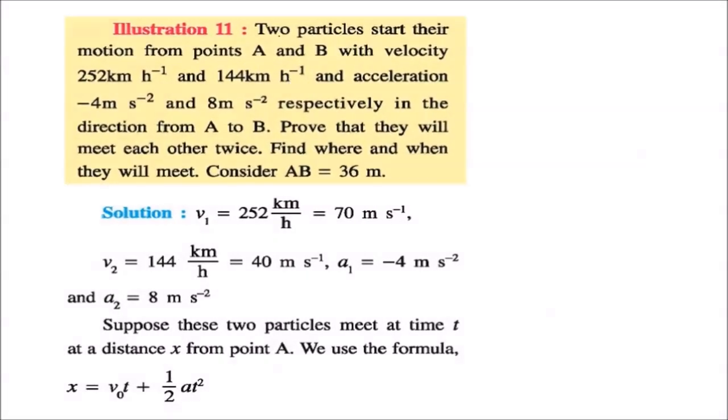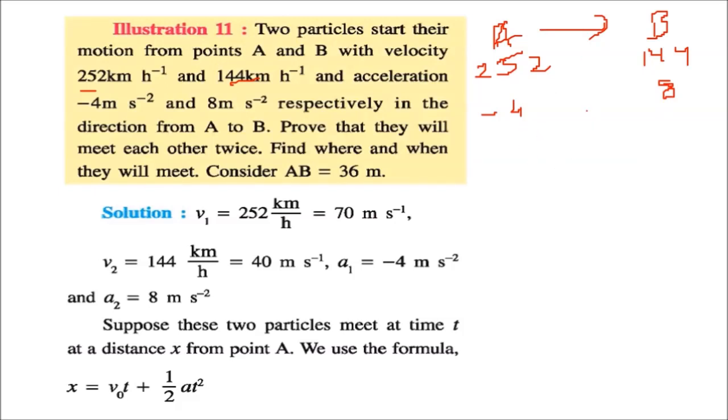Two particles start their motion from points A and B with velocities 252 and 144. The acceleration of the first is given as minus 4 meter per second square, and in this case it is 8 meter per second square in the direction A to B. We have to prove that they will meet each other twice.